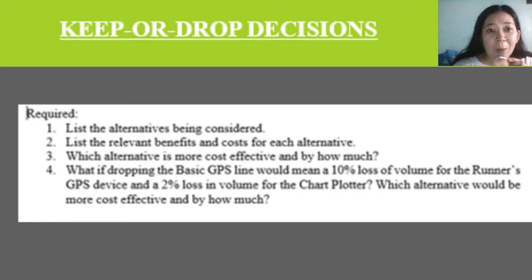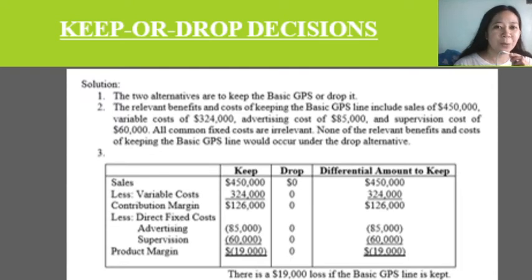Okay, number four, what if dropping the basic GPS line would mean also a 10% loss of volume for the runner's GPS and 2% loss for the chart plotter? So which alternative would be more cost effective and by how much? Okay, so to solve, we have here the solution. So for the first requirement, of course, the alternative that is being presented to the company is either to keep the basic GPS or to drop it. Okay, number two, what are the relevant benefits and cost of keeping the basic GPS?